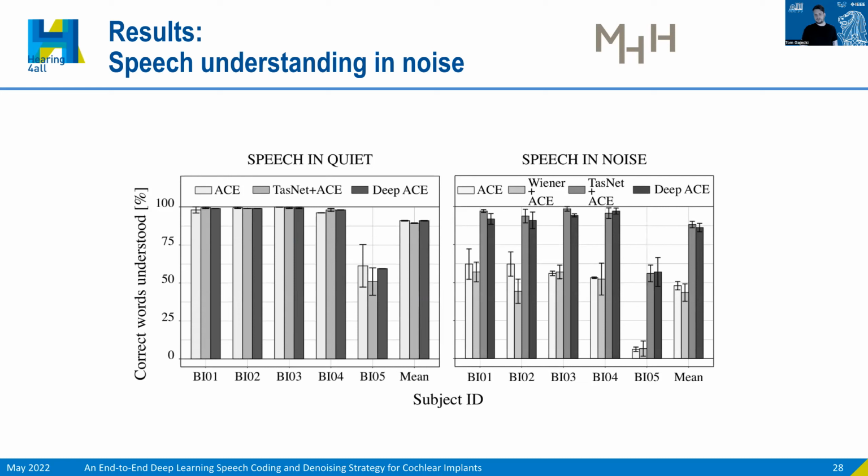In terms of speech and noise, we also tested these same subjects with background noise, specifically ICRA sound noise. We assessed the differences between unprocessed ACE and the 3 investigated approaches, that is the Wiener, TasNet, and our approach, the dpace. Again, if we go directly to the mean, we can see that TasNet and dpace obtain substantial benefits in terms of speech understanding, at least in this group of people. This benefit is around 40% more understood words with respect to unprocessed ACE.